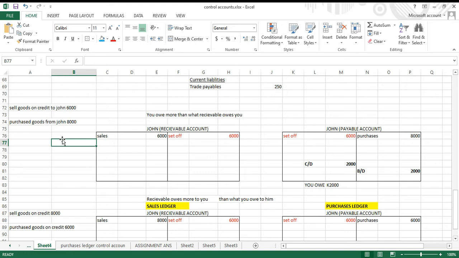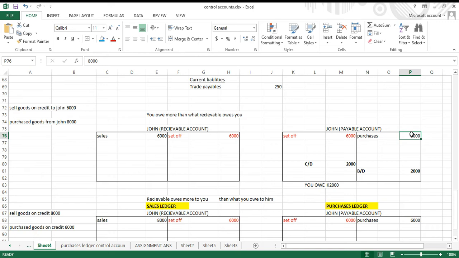But at the same time, we purchase goods from John for 8,000. The journal entry is you debit purchases and you credit the payable account, which is John. As you can see here, it's showing that we are owing John 8,000.